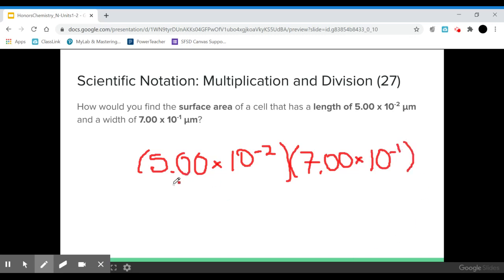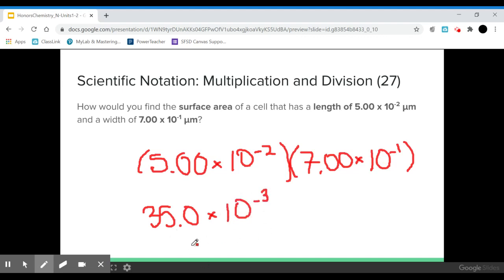Now, the easiest way to do this, you can do this without a calculator. That's why I picked these numbers. They're nice round numbers, right? So 5 times 7 is 35. We'll keep it to 3 significant figures because each one of these has 3 sig figs. And then you can multiply the powers of 10 by using your rules from algebra, right? So any base number to an exponent, you multiply them, you add the exponent. So 10 to the negative second times 10 to the negative first is 10 to the negative third.